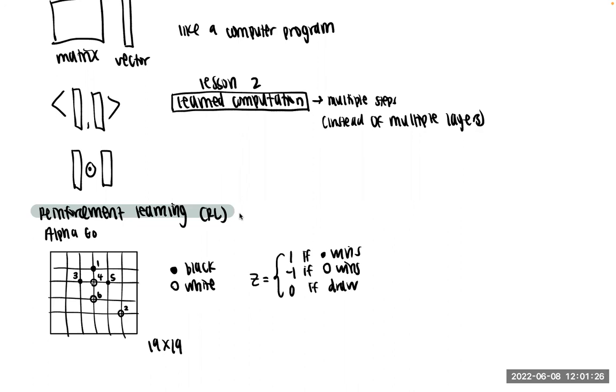So AlphaGo, everybody knows that AlphaGo beat the top human players a few years ago, right? So this is playing the game. The game is actually very complex, so it was surprising at that time that the AI could play the game so well. So I'm going to give you a brief introduction to AlphaGo.